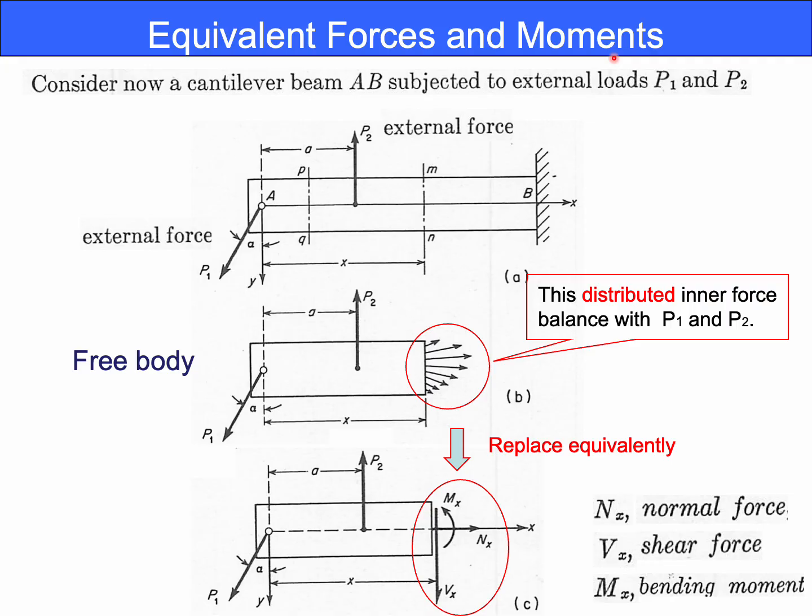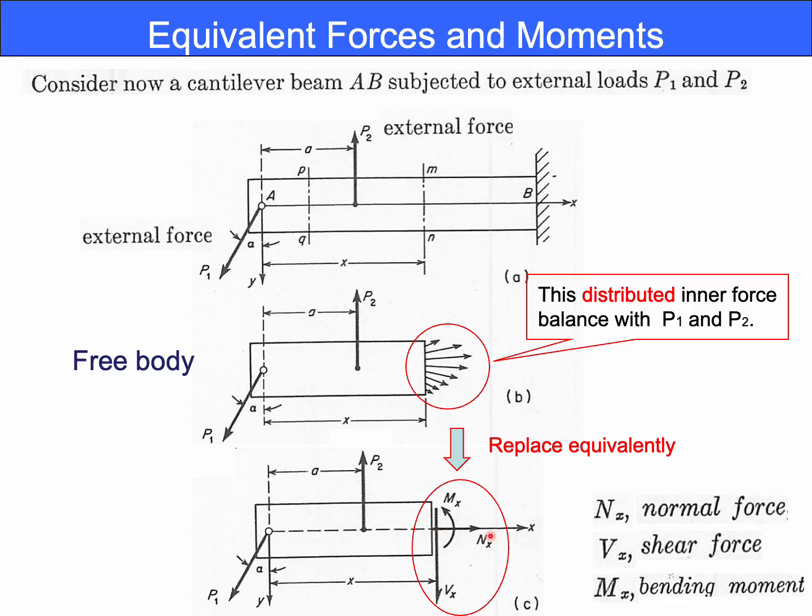The key simplification is that we replace equivalently this continuous stress field with two resultant quantities acting at the centroid of the cross-section. We are able to replace this distribution of the force with the force and moment. The force is called shear force because it is acting in the vertical direction in such a way.